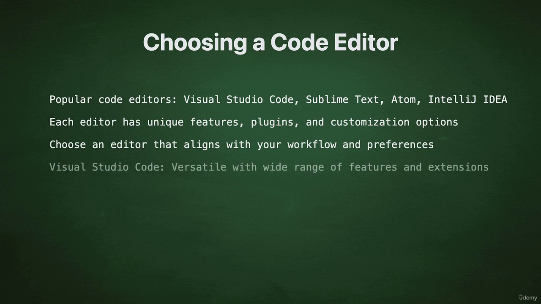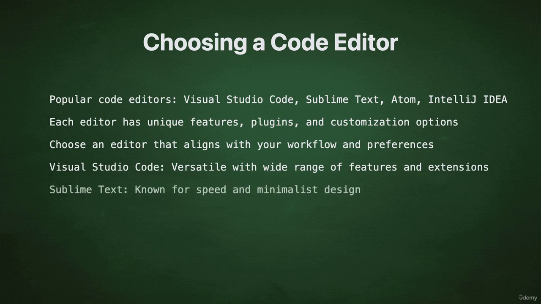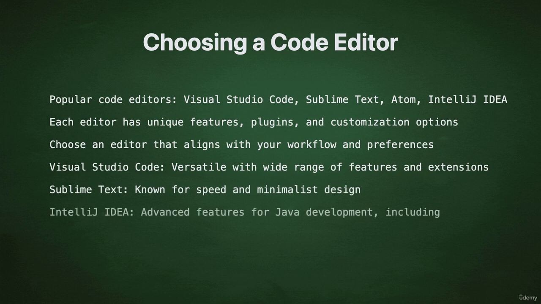For example, Visual Studio Code offers a wide range of built-in features and a vast ecosystem of extensions, making it a versatile choice for many developers. Sublime Text is known for its speed and minimalist design, while IntelliJ IDEA provides advanced features for Java development, including intelligent code completion and refactoring tools.